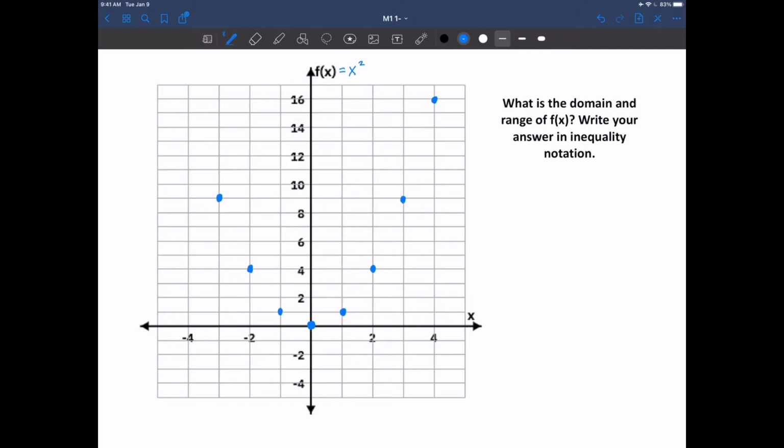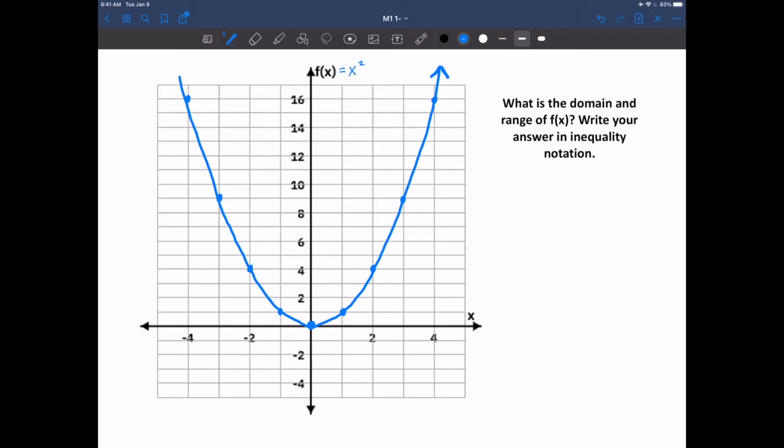Okay, what I want you to do is copy this to the best of your ability, and then because it can keep going, we're going to put an arrow there. Okay, now I want you to finish plotting. I can guarantee you that f of negative 4 is going to be 16, so I'm just going to go ahead and finish this graph.